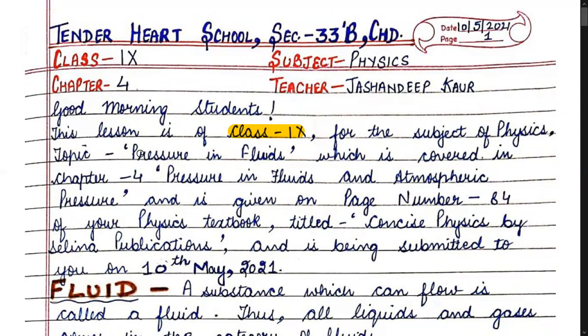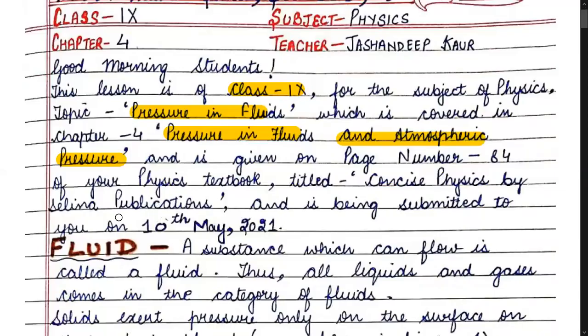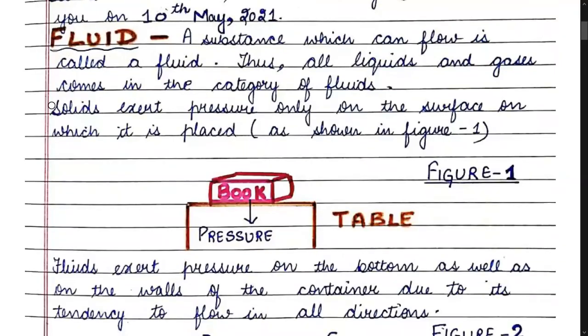Topic: pressure in fluids, which is covered in chapter 4, pressure in fluids and atmospheric pressure, and is given on page number 84 of your physics textbook titled Concise Physics by Selena Publications, and is being submitted to you on 10th May 2021. So children, let us study what is a fluid.